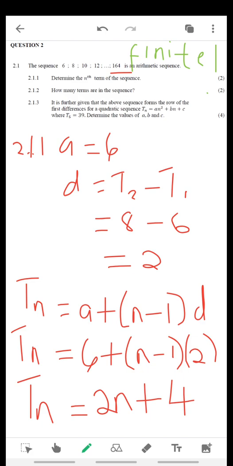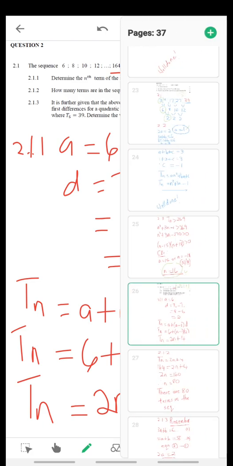For a quadratic sequence, Tn equals an squared plus bn plus c, where the fifth term is 39. The values of a, b, and c must be determined. Determine the values of a, b, and c, meaning determine the a, b, c that form the formula of a quadratic sequence. How did I do that?